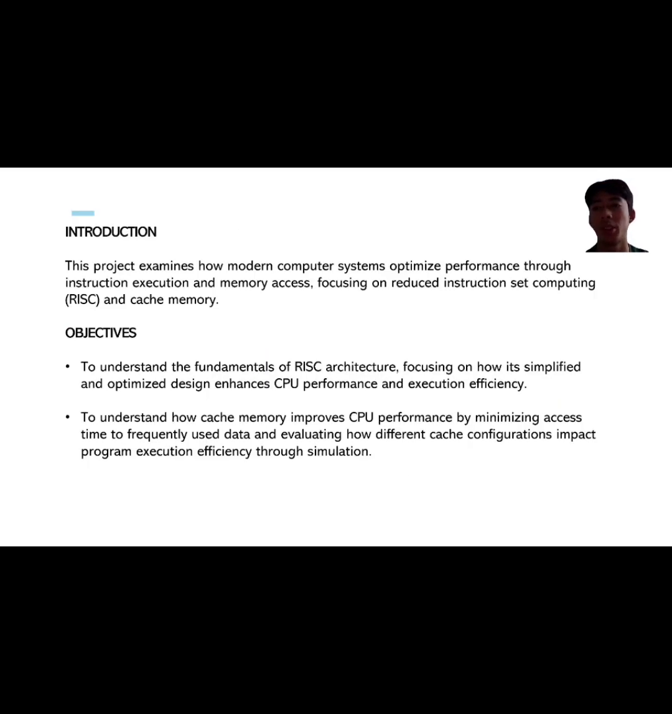Introduction. This project examines how modern computer systems optimize performance through instruction execution and memory access, focusing on reduced instruction set computing (RISC) and cache memory. Objectives: to understand the fundamentals of RISC architecture, focusing on how it simplifies and optimizes design, enhances CPU performance and execution efficiency. To understand how cache memory improves CPU performance by minimizing access time to frequently used data, and evaluating how different cache configurations impact program execution efficiency through simulation.